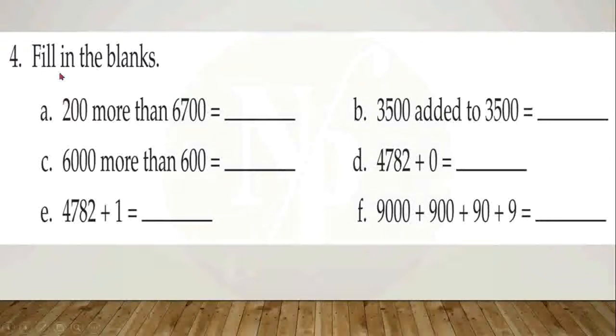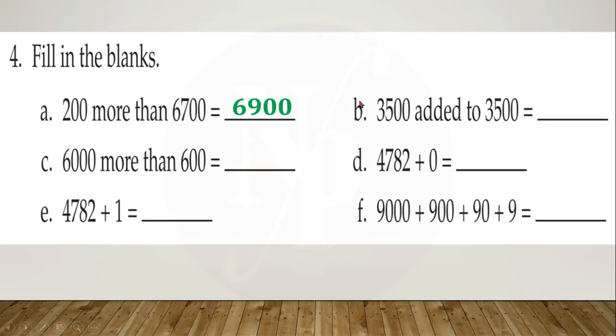Question number 4, fill in the blanks. ಇಲ್ಲಿ ಏನು ಮಾಡೋಣ, ಈ fill in the blanks ಮಾಡಬೇಕು. ಈ ಸ್ಟೇಟ್ಮೆಂಟ್ ಓದ್ಕೋಬೇಕು. A, 200 more than 6,700. That means if you add 200 to 6,700, what you get? You will get 6,900.